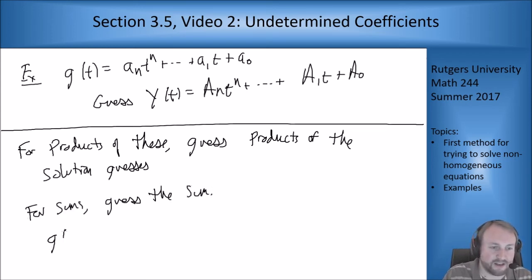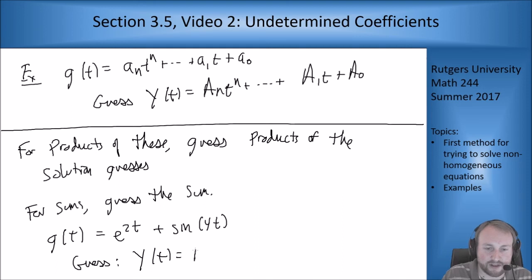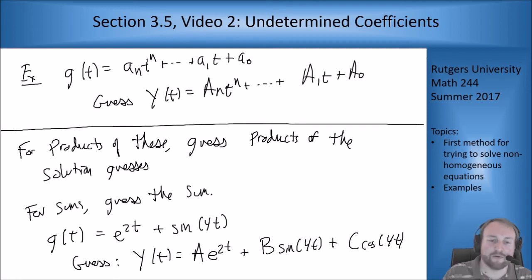So if my g of t was e to the 2t plus sine of 4t, my guess is going to be y of t equals A e to the 2t, coming from the e to the 2t term, plus B sine of 4t plus C cosine of 4t, coming from the sine term. So I just kind of add them together and get a more generalized solution that I can then throw in, try to solve the problem, and see what I get out of that. All right. And then the idea from there is you just plug these into your equation. You take all the derivatives, you plug them all in, and you try to make the constants work out.